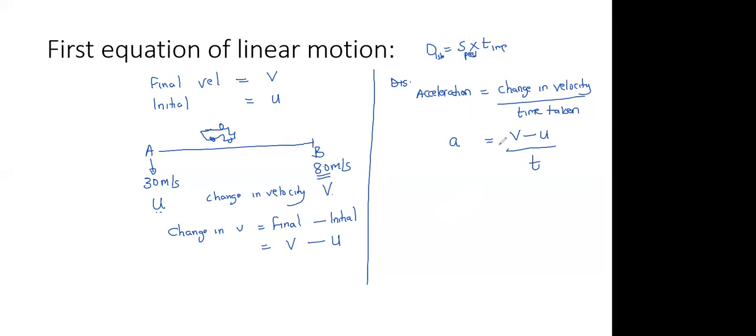Now, when I reach here, I'm going to apply some mathematics. Since I don't want that T down, I'm going to remove it. So to remove that T, I'm going to multiply this side by T. I multiply this side by T. So A times T, I'll end up with AT is equal to this T, and this one will cancel. I remain with V minus U.